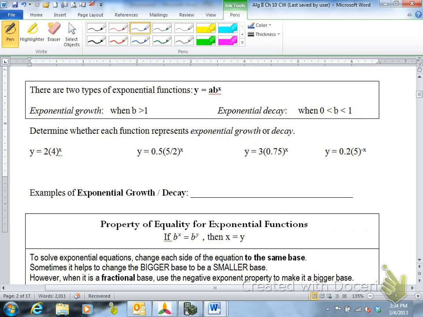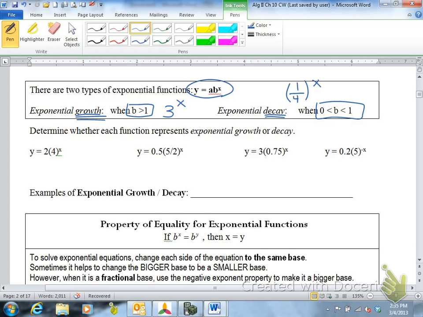On the next page, we have 2 types of exponential functions, written in this form, a times b to the x. If the b is greater than 1, it's called exponential growth. If the b is between 0 and 1, it's exponential decay. So if you had a function 3 to the x, the 3 is greater than 1, so it's growth. And if you had 1/4 to the x, the b is between 0 and 1, so that would be exponential decay.